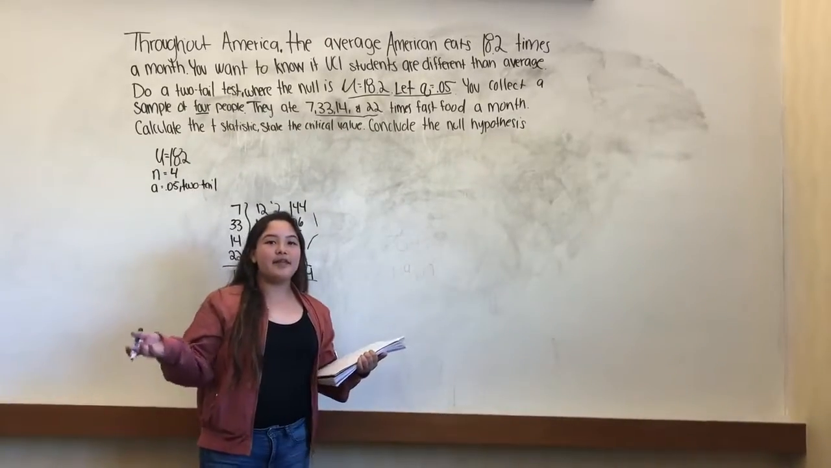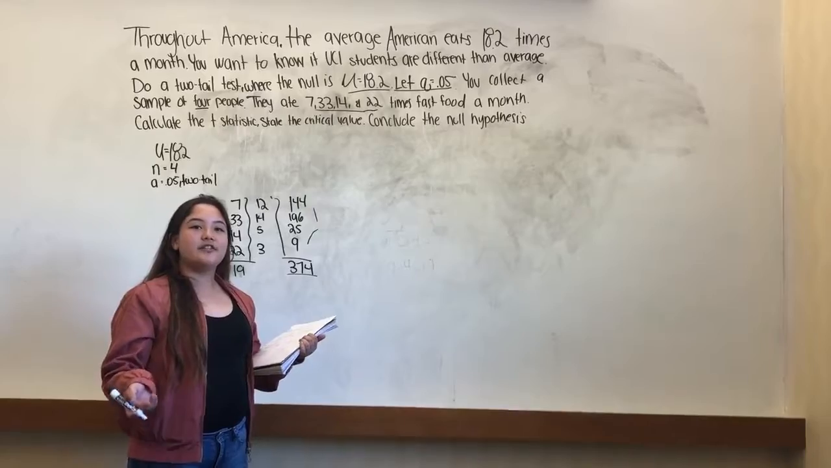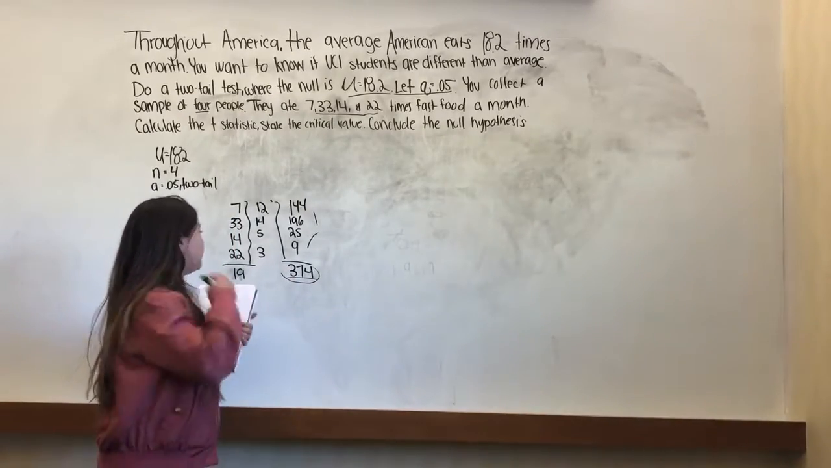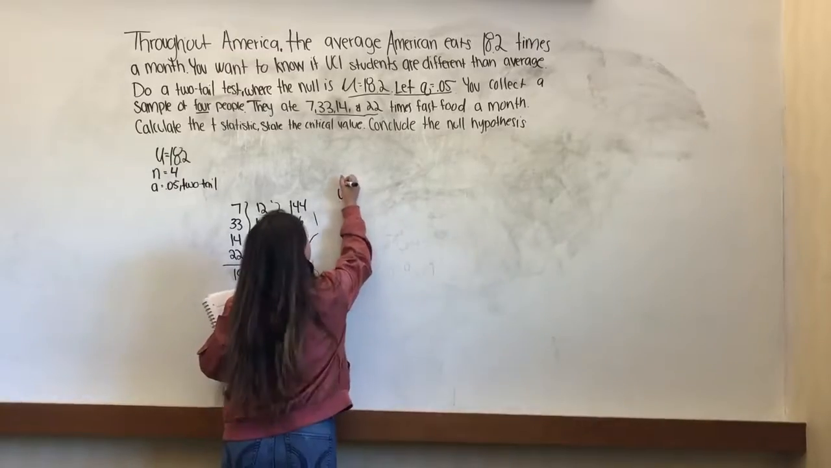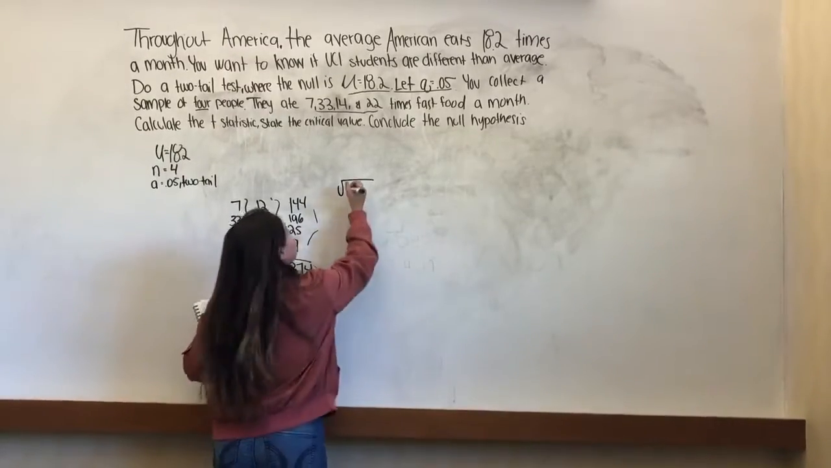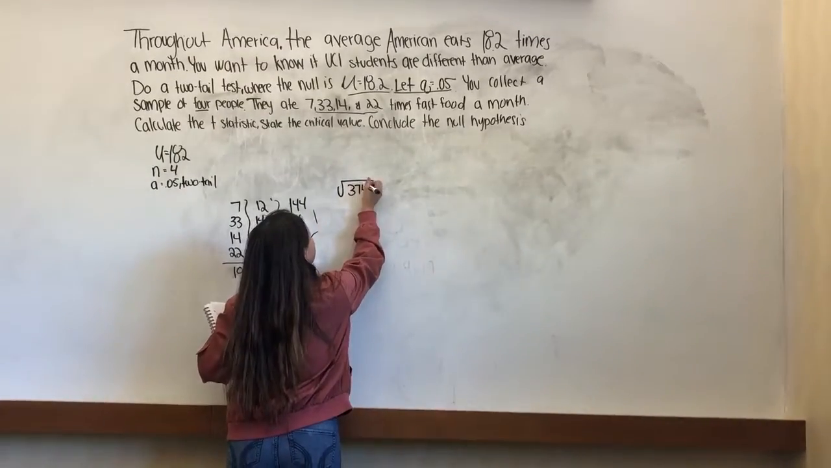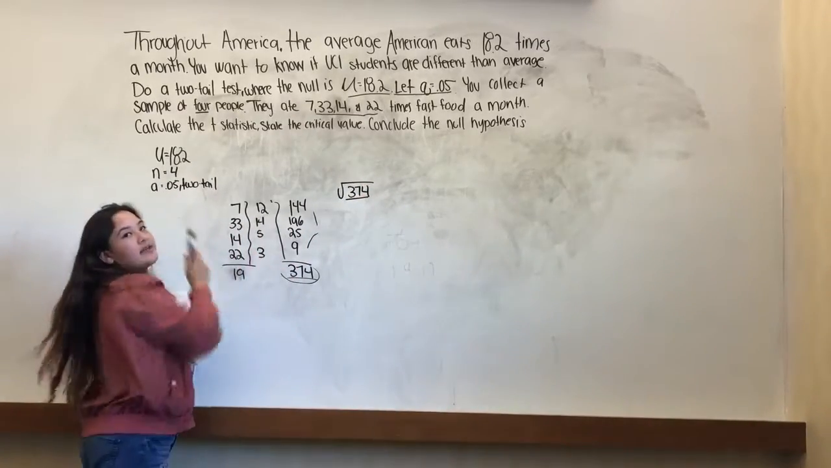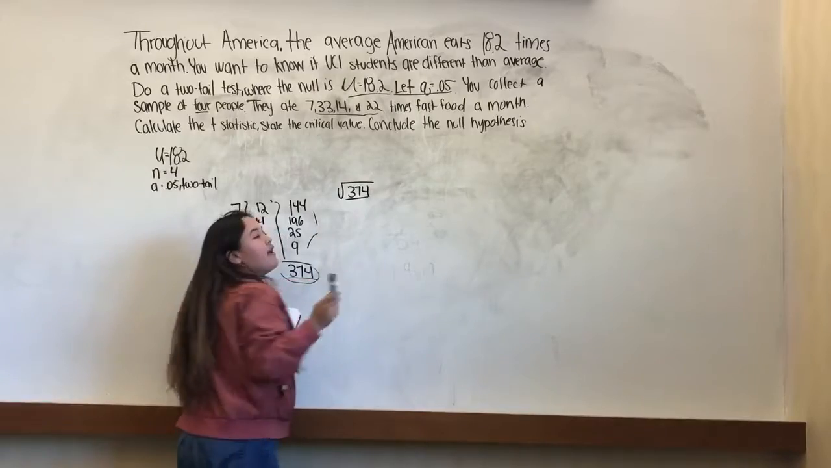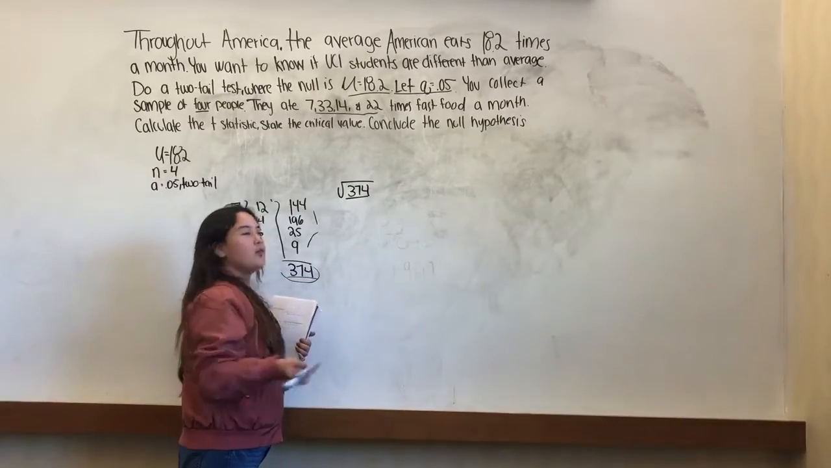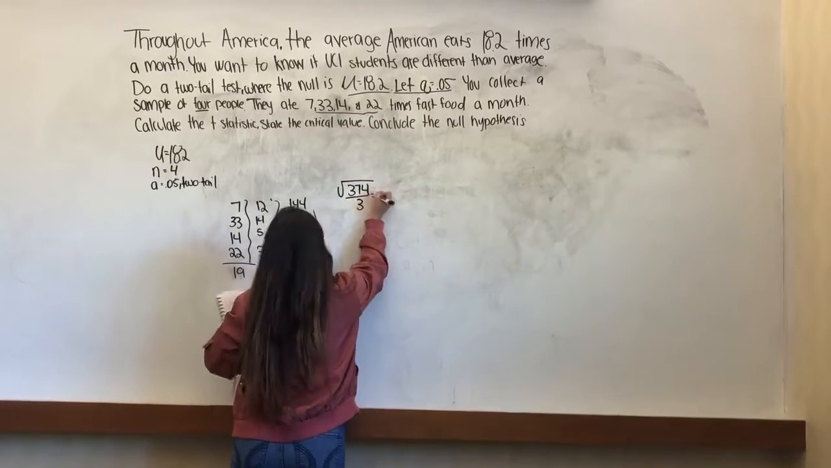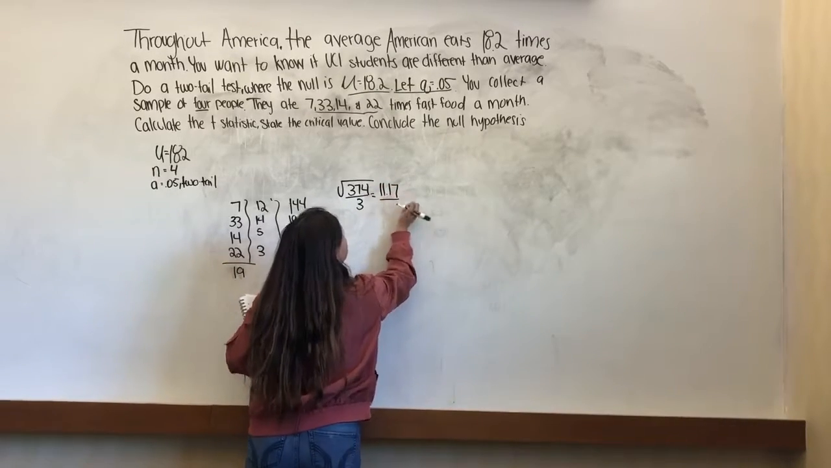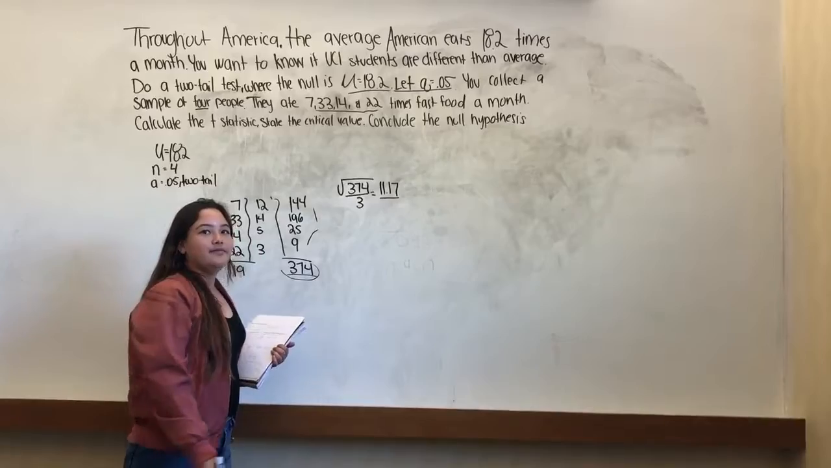So the third step in this example is to obtain the standard deviation. After we have the sum of squares, we have to square root the sum over the sample size minus 1. So in this case, n minus 1, 4 minus 1 would be 3, and you get 11.17. And this will be your standard deviation.